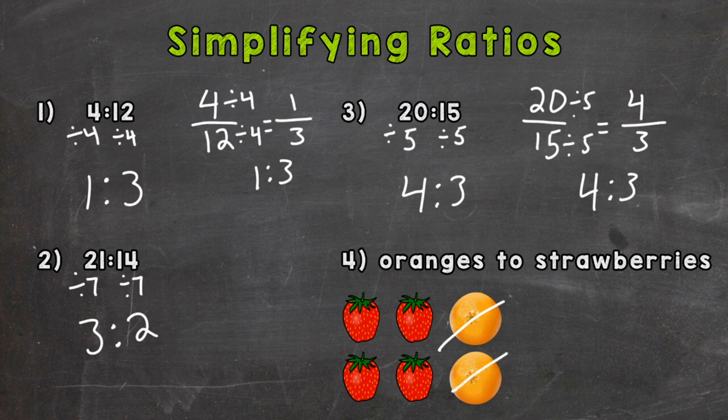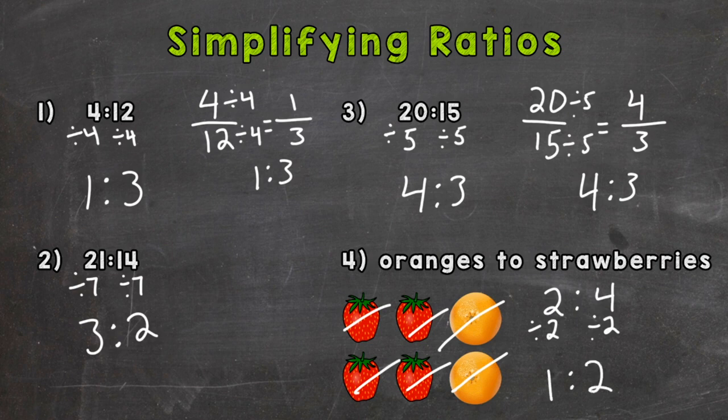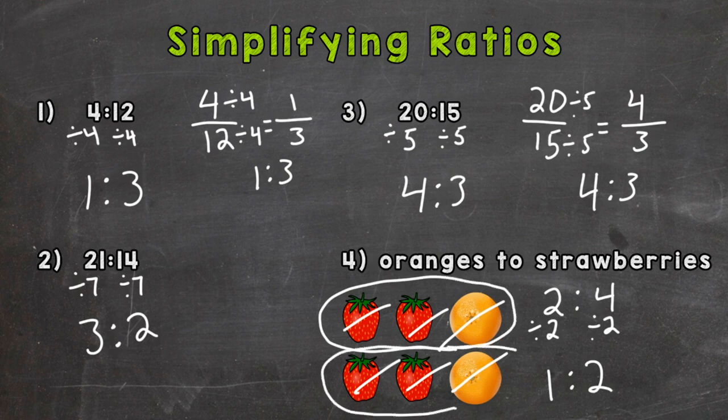So 2 oranges, right? 1, 2, 3, 4 strawberries. Greatest common factor between 2 and 4 is 2, so divide both of them by 2, and we get 1 to 2. For every 1 orange, there are 2 strawberries. And if we take a look, our picture will match. For every 1 orange, 2 strawberries. 1 orange, 2 strawberries.